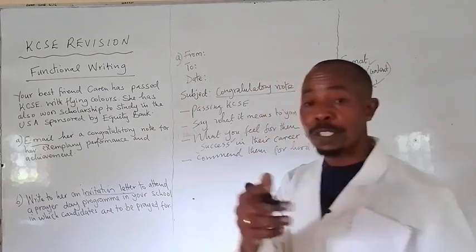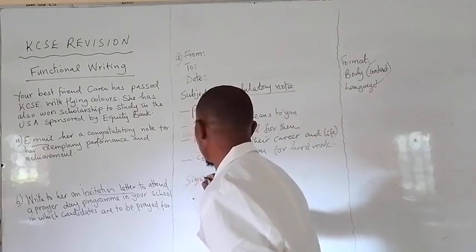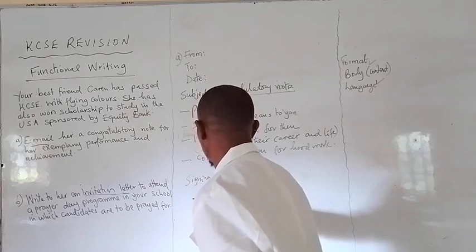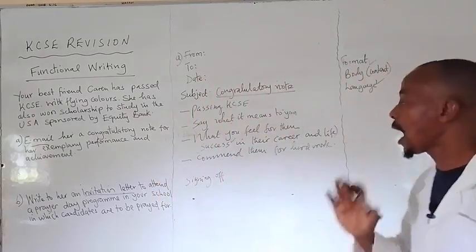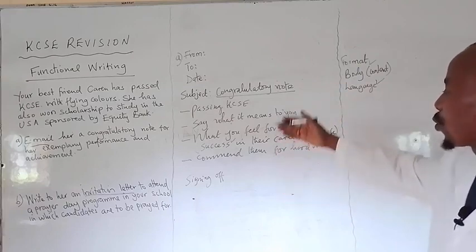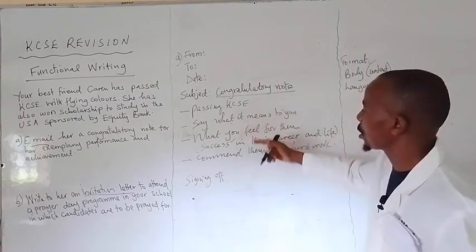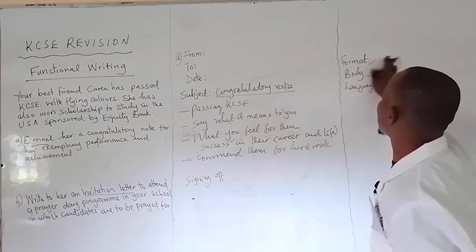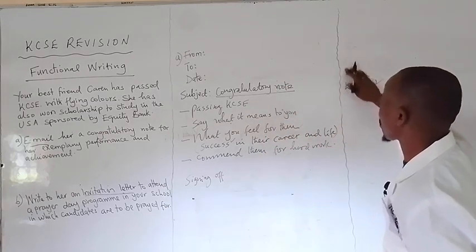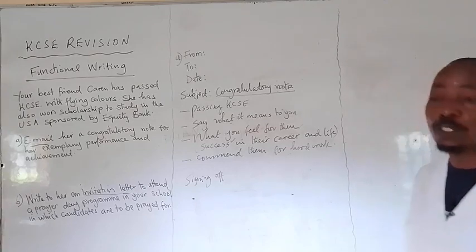And then once all that is done, what we have is signing off. You need to do the signing off, and that will be the end of it. That's how a congratulatory note looks like. So much of the content needs to be taken care of so that we really get to see the reason for the congratulation and what it means for that person and to you as an individual.